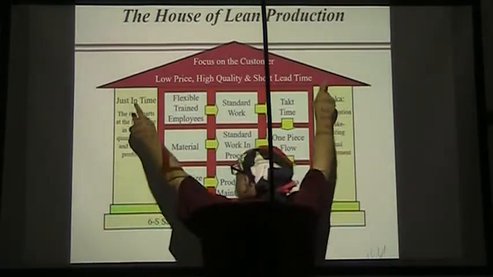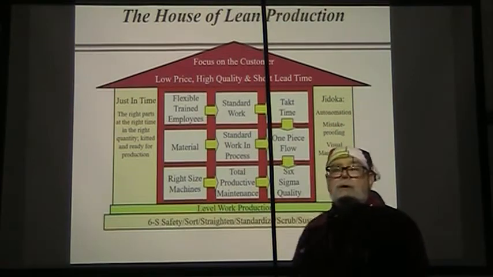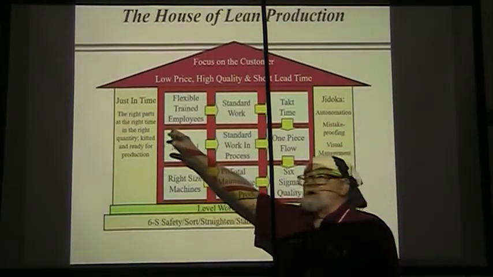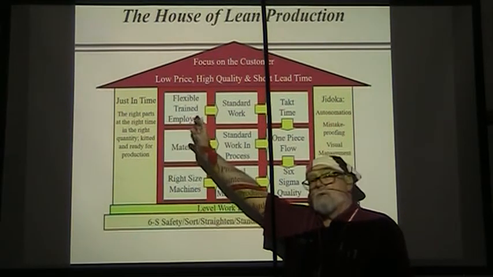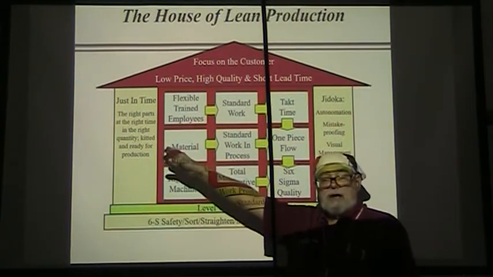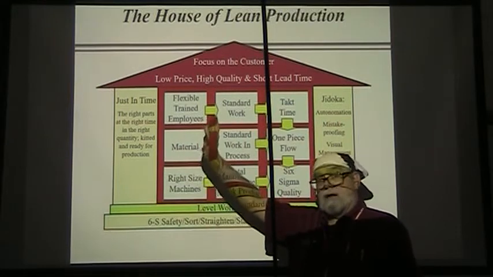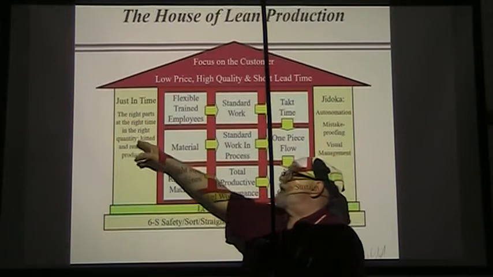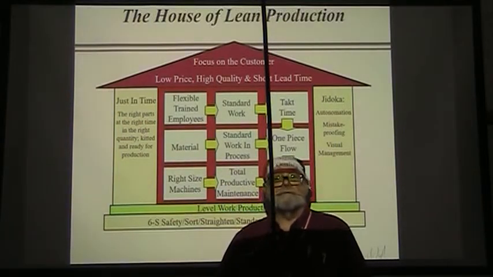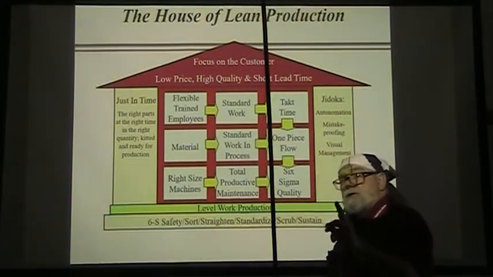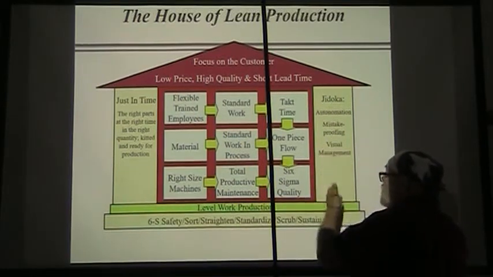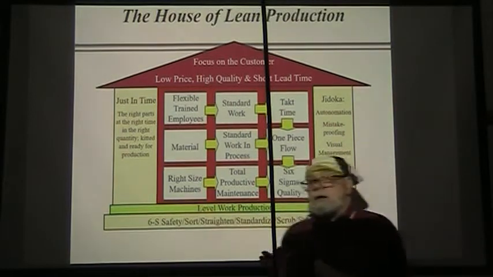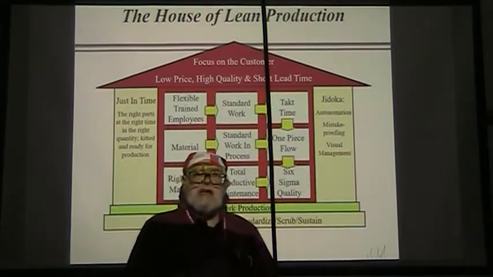The two pillars that hold up the structure are just in time. We want the right parts in the right place, the right quantity, at the right time, kitted and ready for production. The other pillar is Jidoka. That is the one where we are working to avoid mistakes.